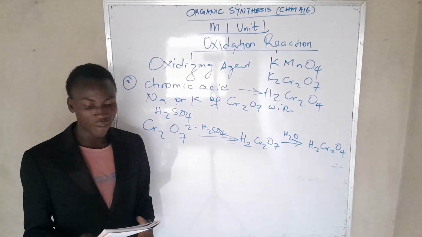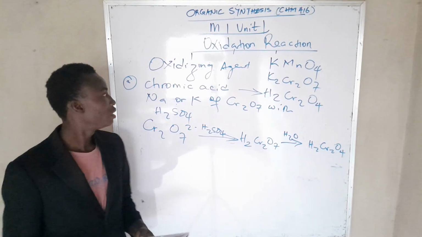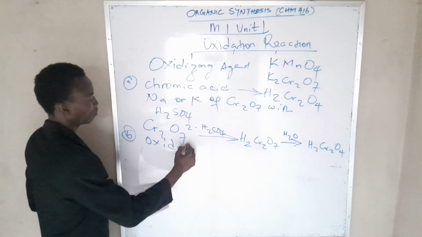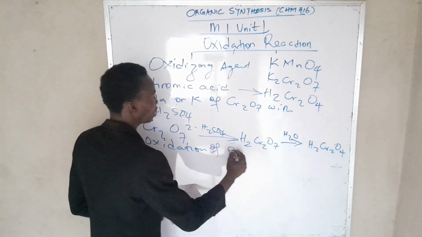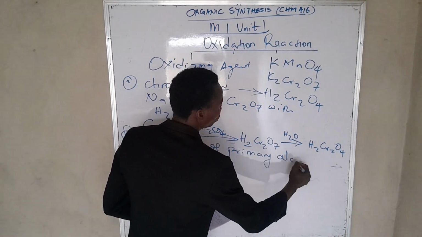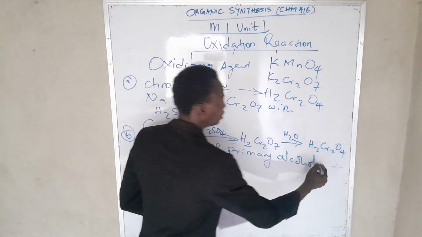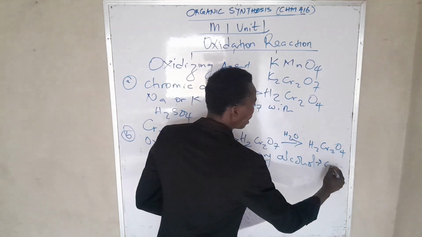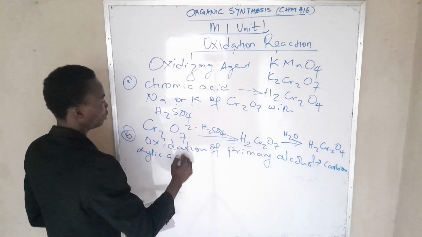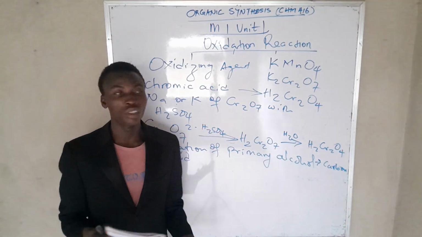Okay, the second one that I have there is oxidation of primary alkanol to carboxylic acid. Oxidation of primary alkanol, or alcohol, primary alcohol, to the carboxylic acid. So with respect to that, when you oxidize them, what is going to happen?